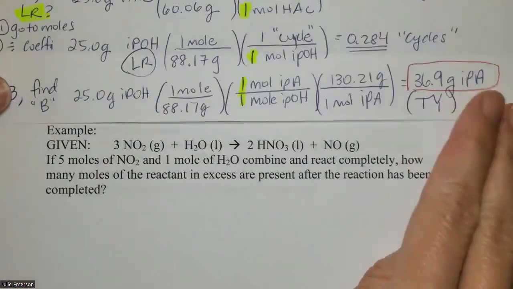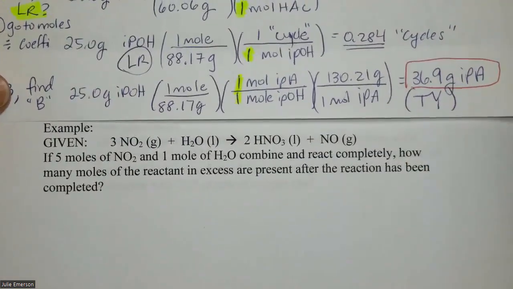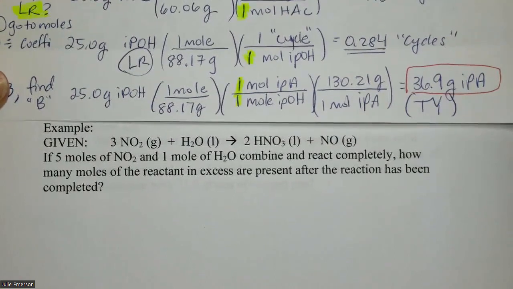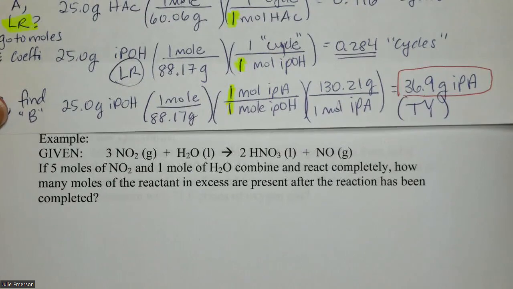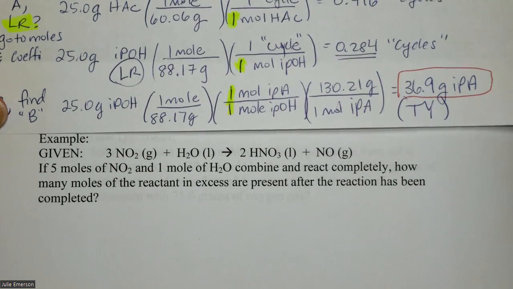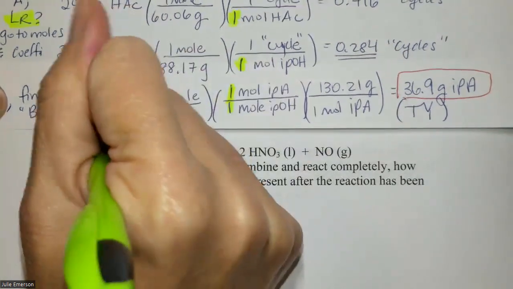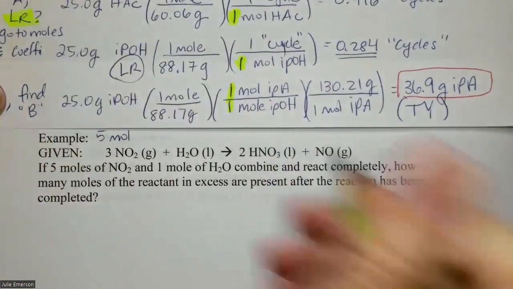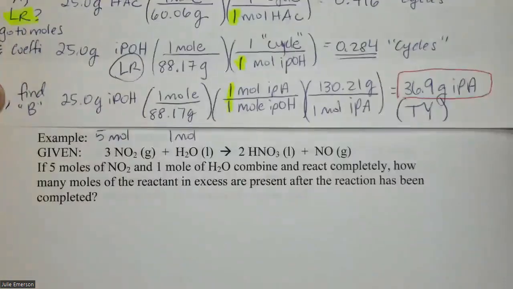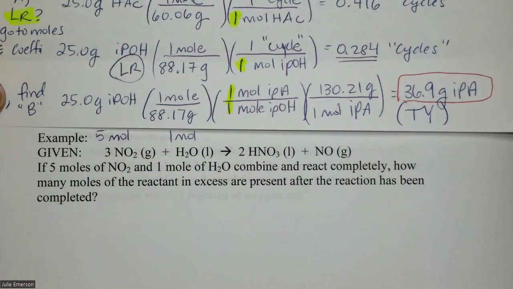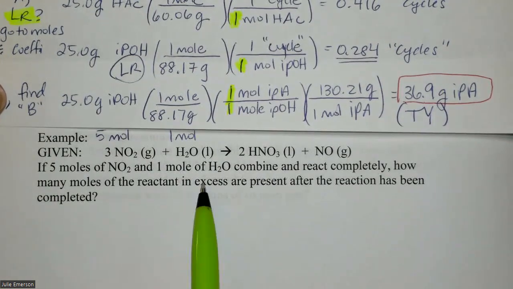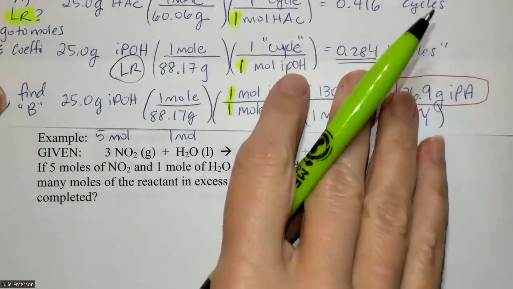Okay, so remember how I mentioned we can complicate this a little bit from what we did in intro. We've got a balanced equation here of nitrogen dioxide with water to make nitric acid and nitrogen monoxide. And it says that we've got 5 moles of NO2 reacting with 1 mole of water. They react completely until something runs out. How many moles of the excess reactant are present?